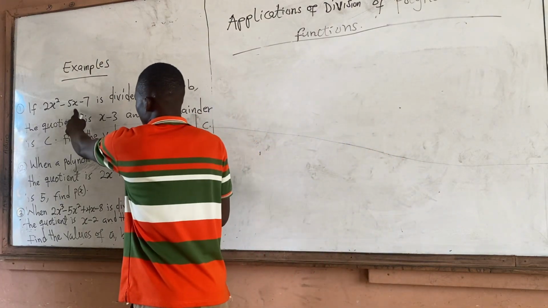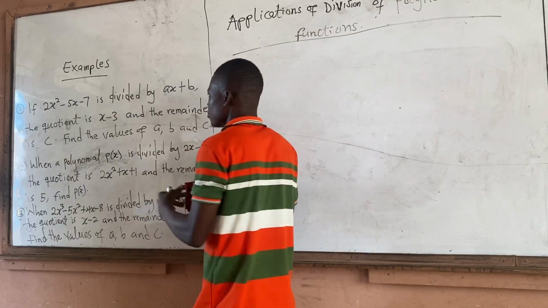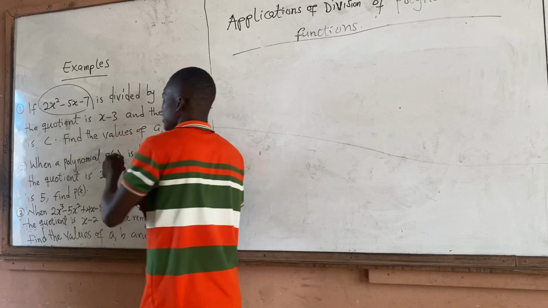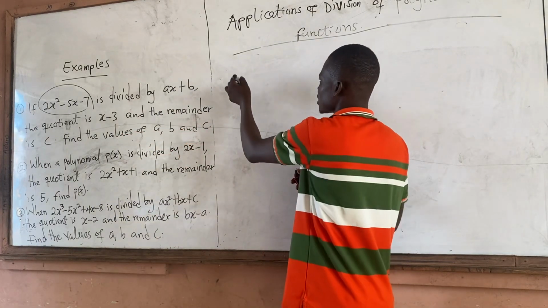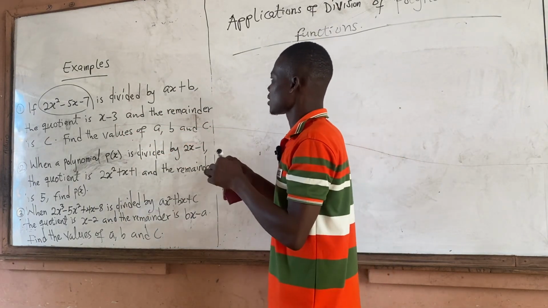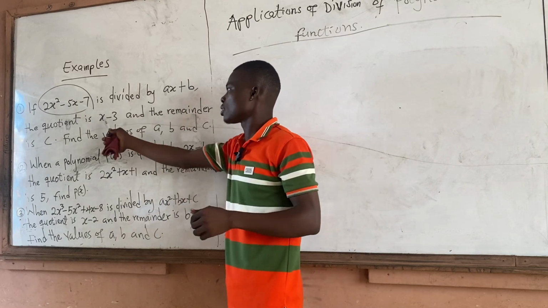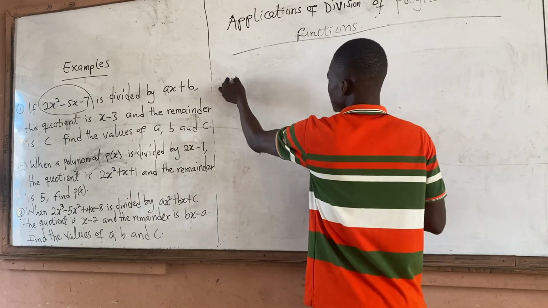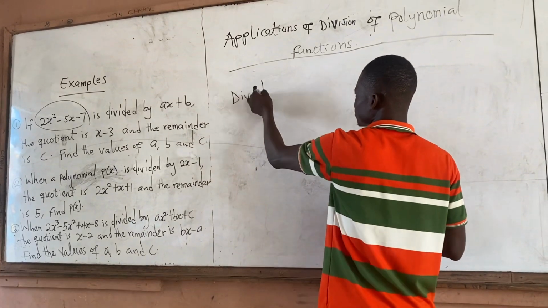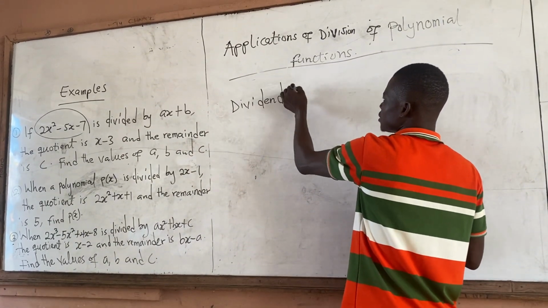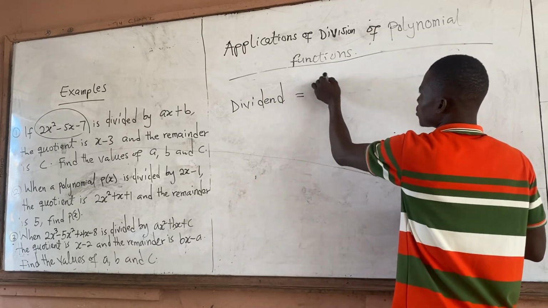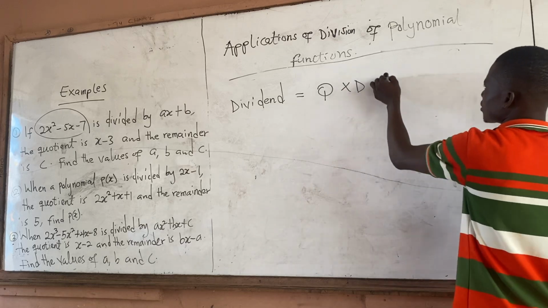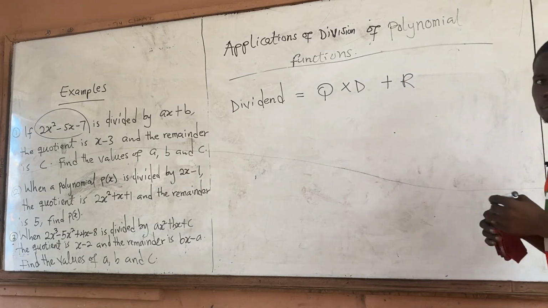If 2x squared minus 5x minus 7 is divided by, meaning this is our dividend, and this is our divisor, the quotient, and the remainder is c. And the dividend is equal to quotient times divisor plus remainder.